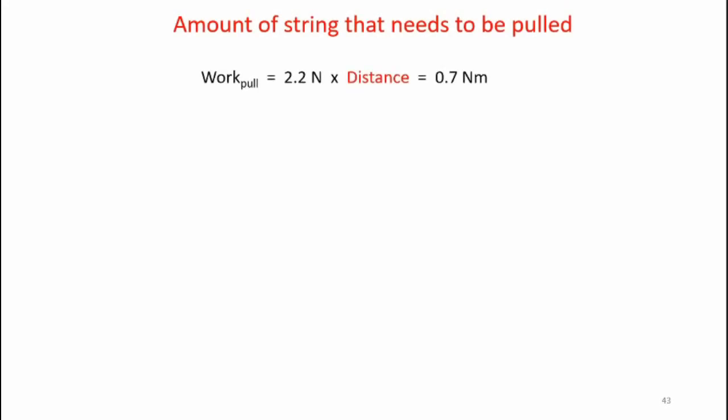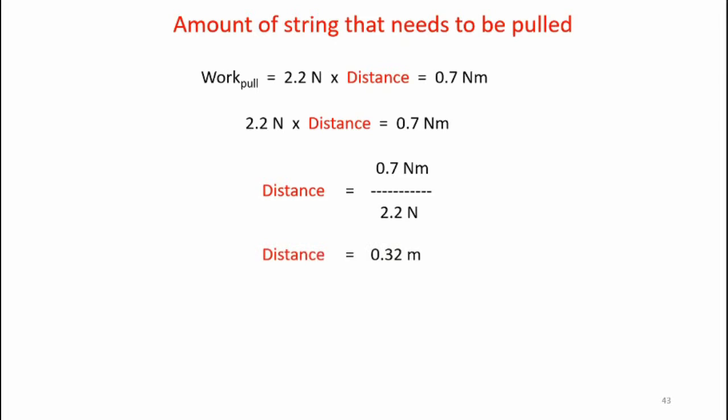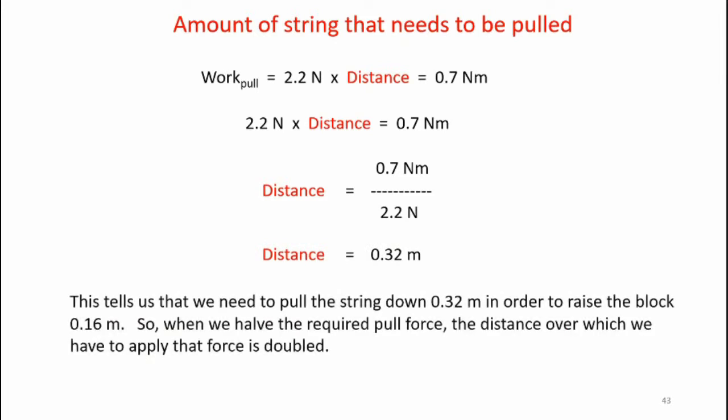Once again, here's our work equation. We see that 2.2 newtons times some unknown distance is equal to 0.7 newton meters. We apply a little bit of algebra, so we see that distance is equal to 0.7 newton meters divided by 2.2 newtons, giving a distance of 0.32 meters. This tells us that we need to pull on the string 0.32 meters in order to raise the block 0.16 meters. So when we halve the required pull force, the distance over which we have to apply that force is doubled. This makes the work the same.